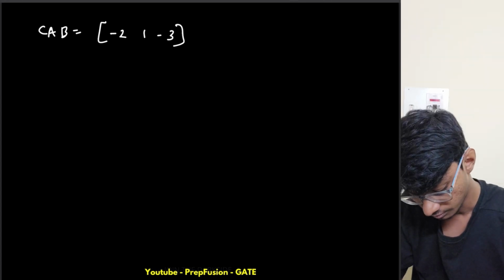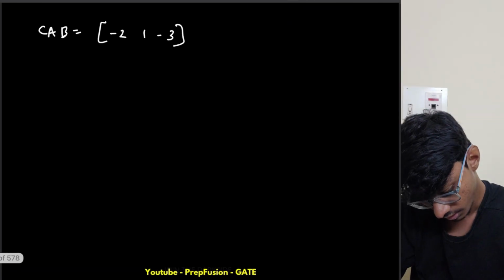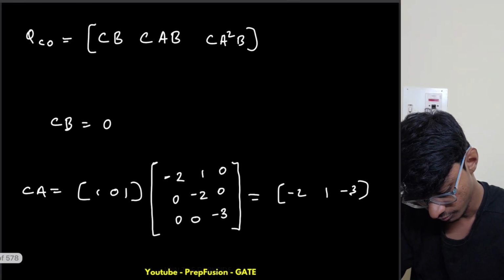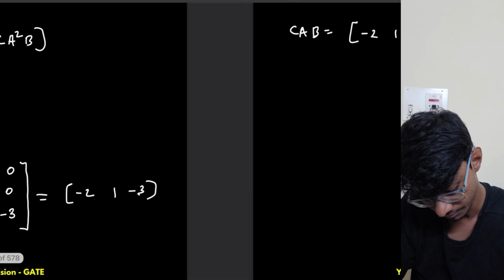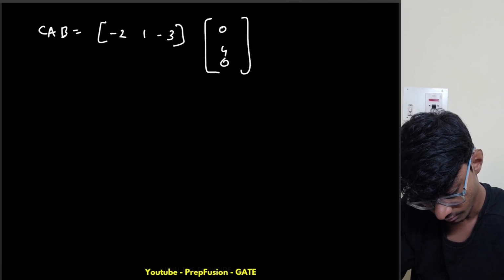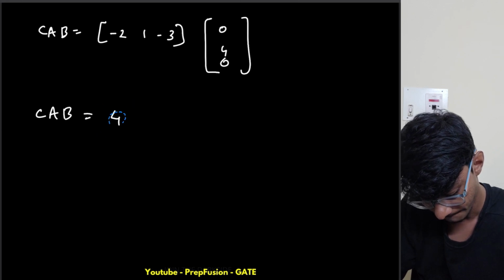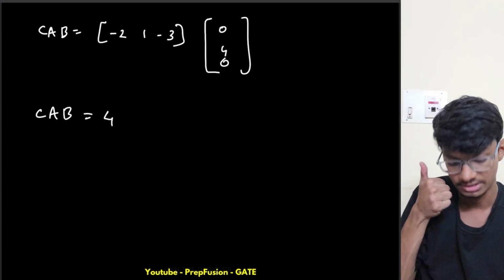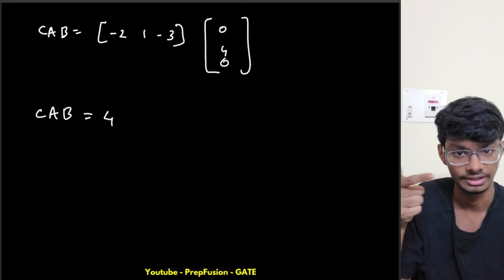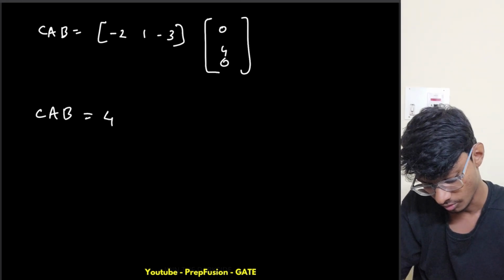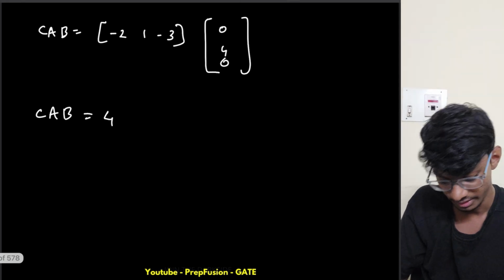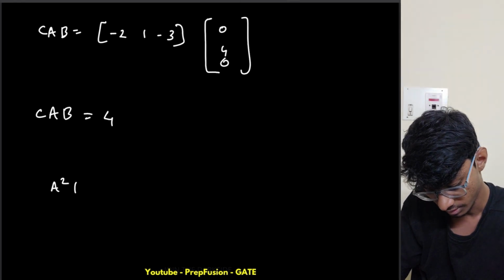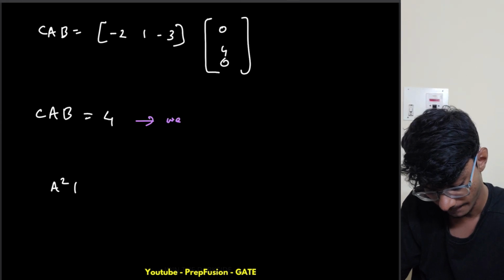Don't worry. So this is minus 2 1 minus 3, and we are multiplying by B. What is B? B is 0 4 0. This becomes minus 2 into 0, 1 times 4, so CAB becomes 4 only. So I can stop here, because at least one element is non-zero, so my output will be observable with the input. I can stop here, but I can still go on, so I will go on fully.